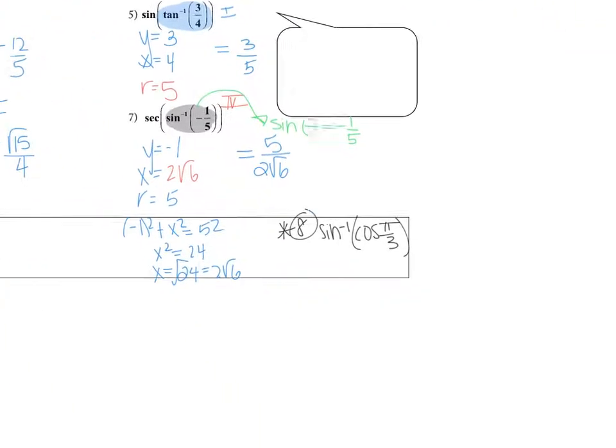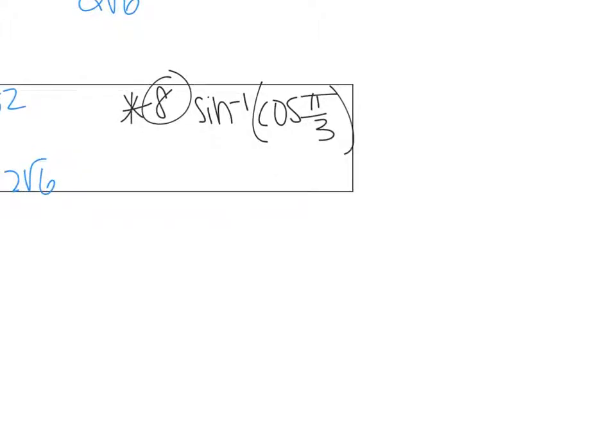So in number 8, notice that we are not working with the inverse. The inverse is actually on the outside. Sorry about that. So here's the inverse. So instead what we have to do is evaluate the angle first. So ask ourselves, what does cosine of pi over 3 equal? Okay, and cosine of pi over 3 equals 1/2. Okay, and then from there do the inverse.